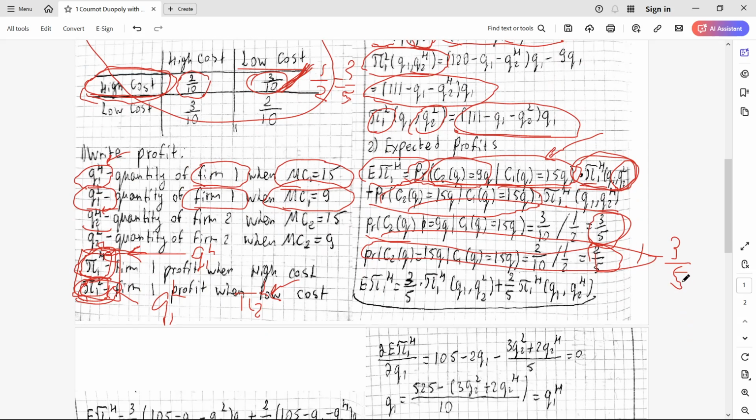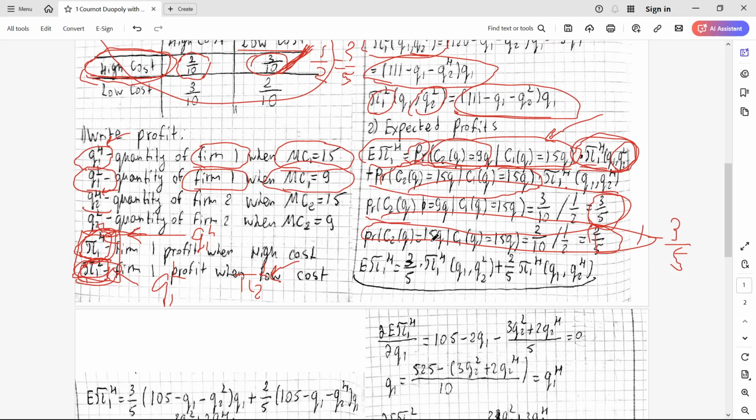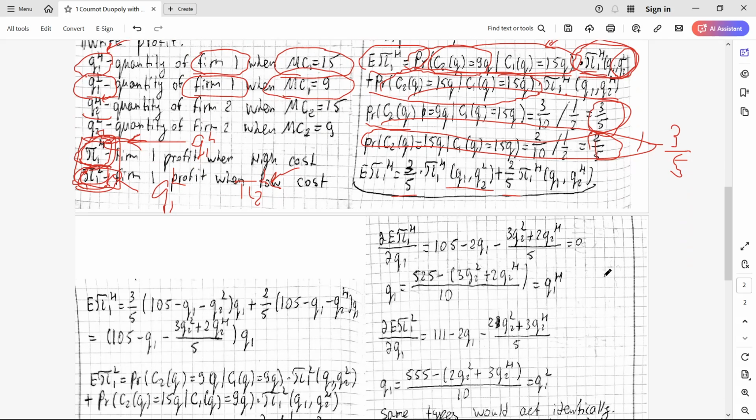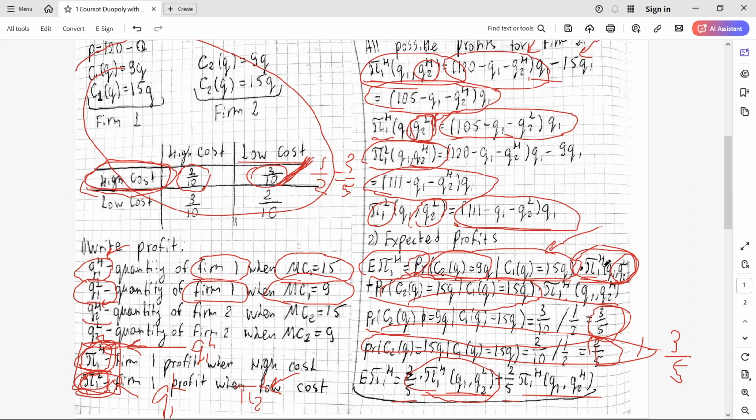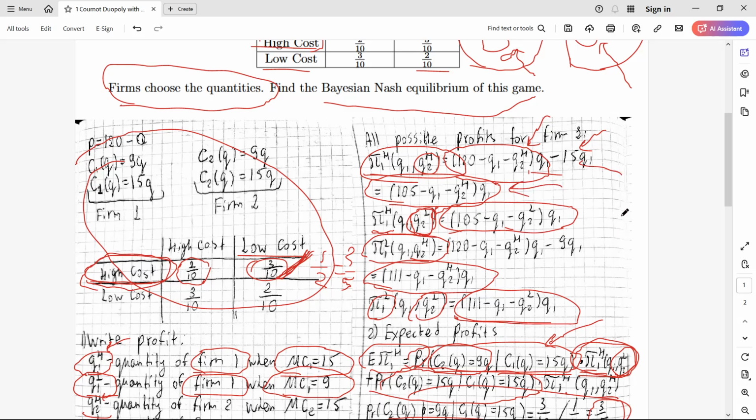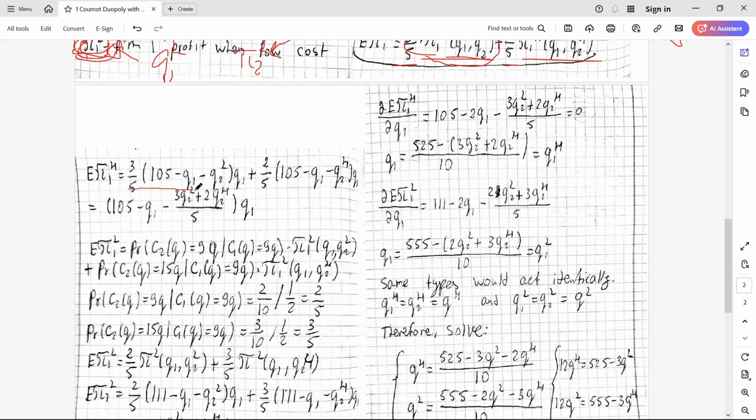And then we can express the expected profit of high type firm with these probabilities. So I just plug this in. So just 3 over 5 times the profit when we're of high cost and the other firm is of low cost, plus 2 over 5 times the profit when we're of high cost and the other firm is of high cost. Then I also plug in the equations for the profits from here, here, and here, and this is how it looks like. Then I sum them up and this is how it looks like.